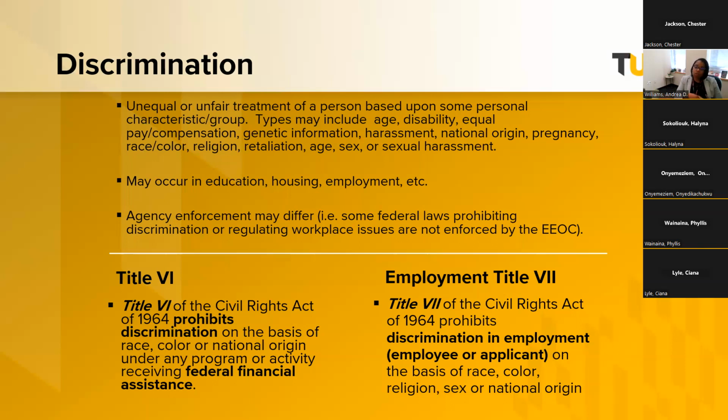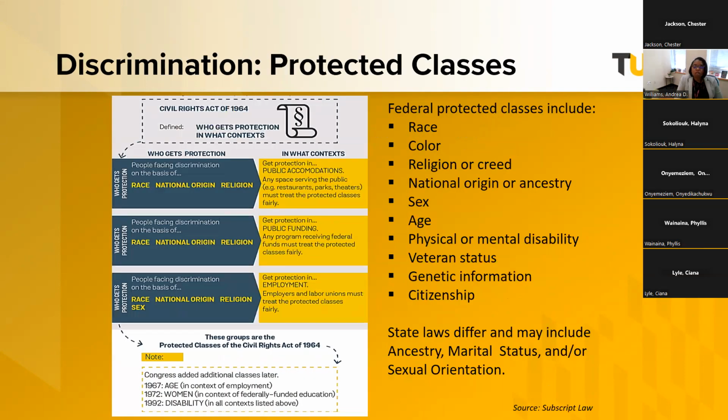Here at TU, we also do housing. So if someone is homeless, we consider that a protective class as well. Because Towson is a state entity, we also look at both Title VI and Title VII for employment for faculty and staff. Again, we talked about what are protected classes under the discrimination laws: race, color, religion, creed, national origin, sex, age, physical or mental disability, veteran status, citizenship. Like I said, here at TU, we also honor homelessness as a protected class.